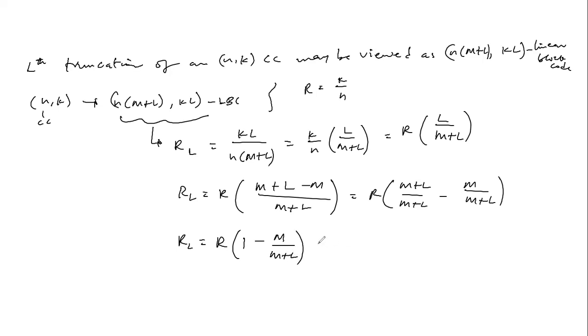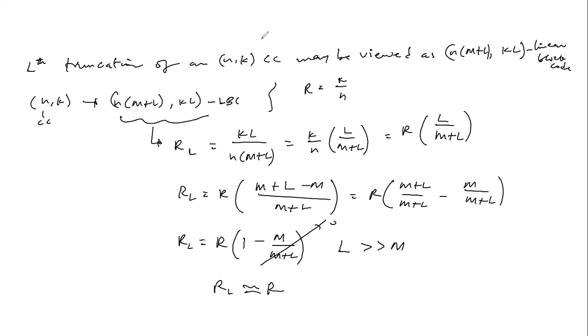And we'll observe that when L is far, far greater than M, then this term here will reduce to 0, such that R_L will now be equivalent to R, such that the rate of the truncated code will be equivalent to the rate of the convolution code, which is usually desirable in most practical cases.